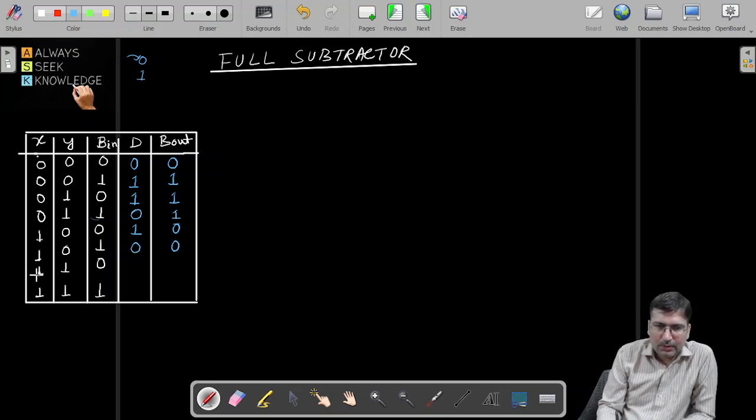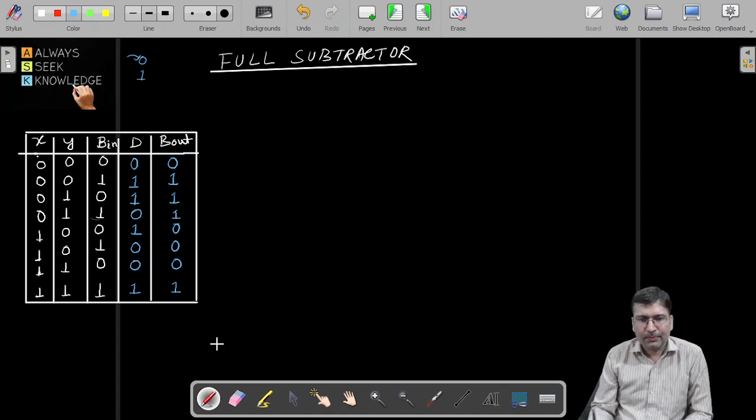In this case 1 minus 1 will give us 0, and 0 minus 0 will give us 0. So the difference is 0 and the borrow is also 0. In this case 1 minus 1 will give us 0, and 0 minus 1, so we need to take a borrow. So there will be a difference of 1, and the borrow will also be 1, right?